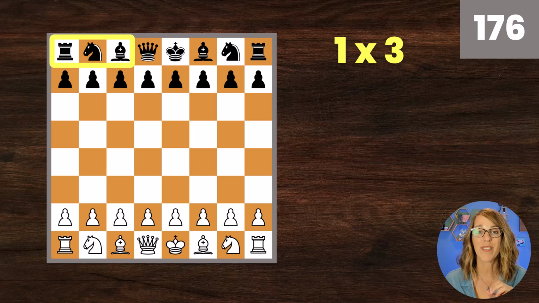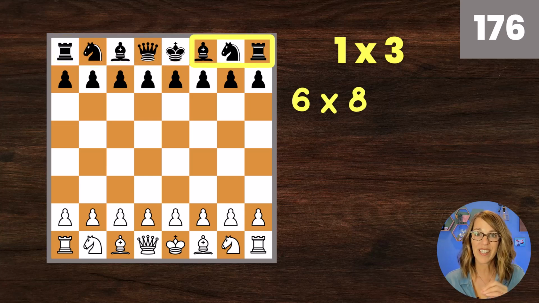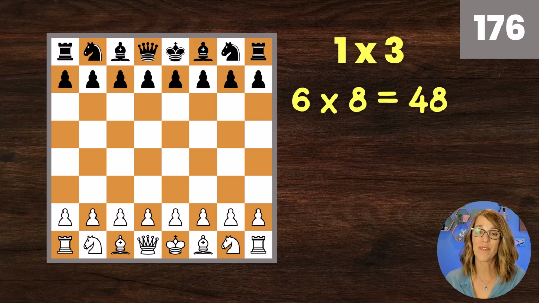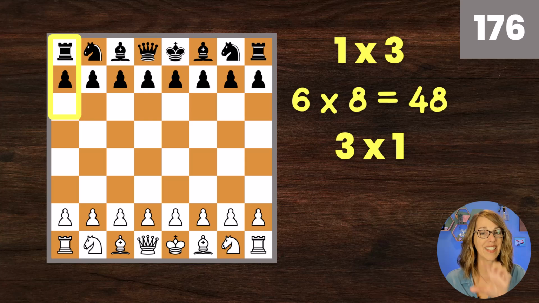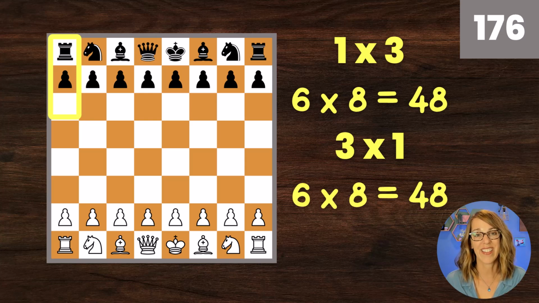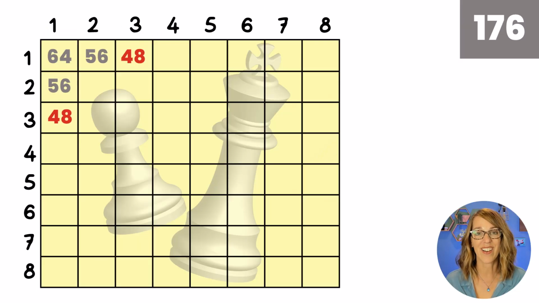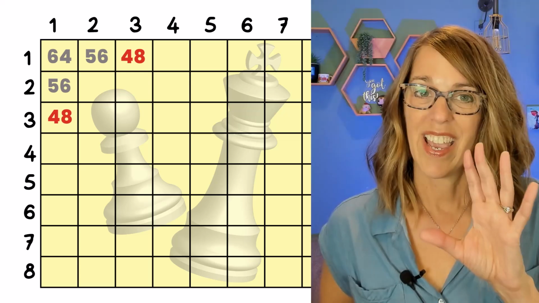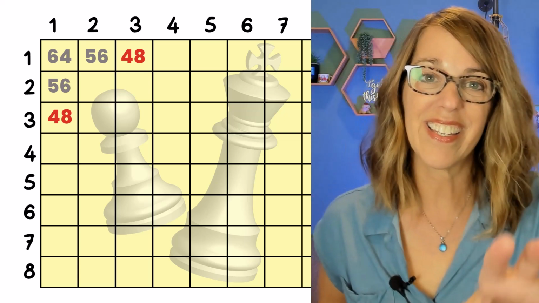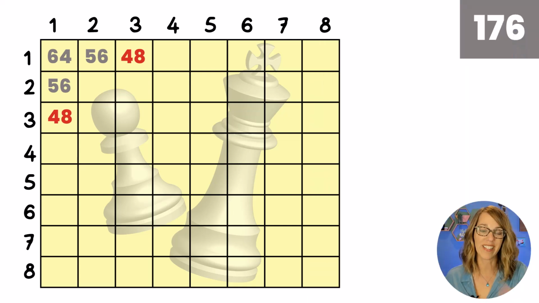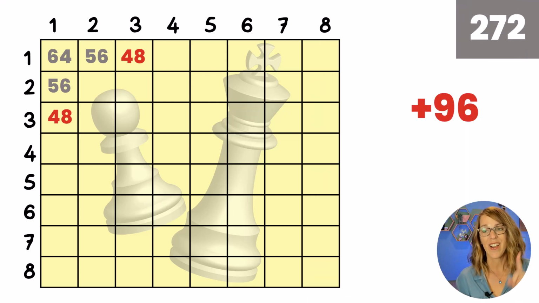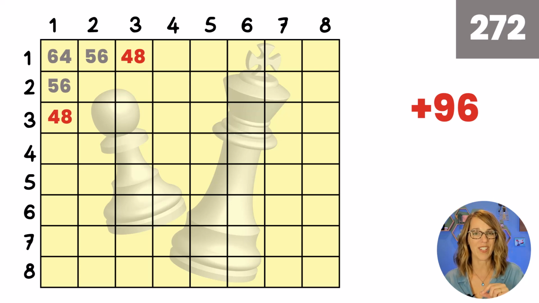Now for those 1x3s, I've got 6 of those across, and I can fill in 8 rows for a total of 48. The 3x1s are going to be exactly the same, and I get 48 there. Let's go ahead and put these onto our grid. And what I'm looking for here is a nice pattern. Now let's add our 48s. That's going to be 96 that needs to be added. Our total now is 272.